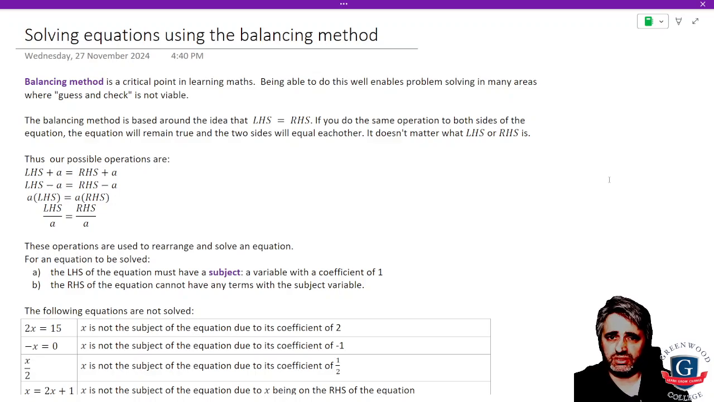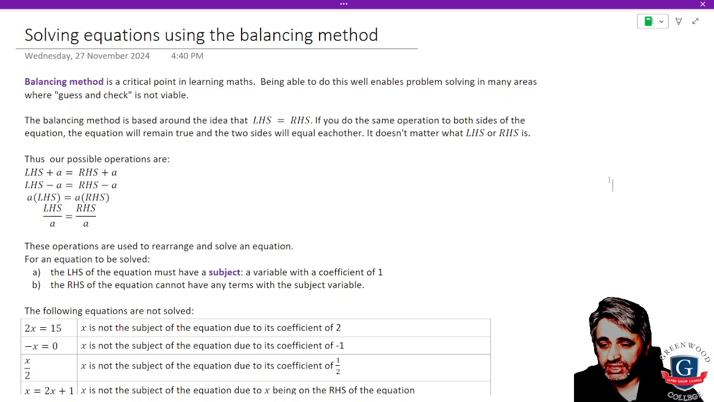Now the balancing method's centred around one idea, that the left hand side of the equation needs to always equal the right hand side. If you do the same operation to both sides of an equation, the equation will remain true and the two sides will still equal each other. It doesn't matter what the left-hand side or right-hand side is, as long as we do the same operation correctly, the right-hand side will stay equal to the left-hand side.